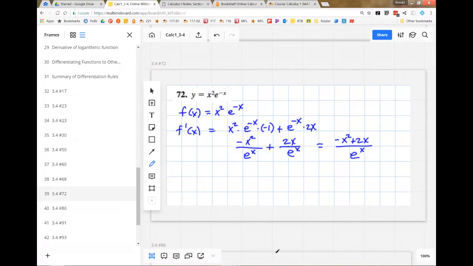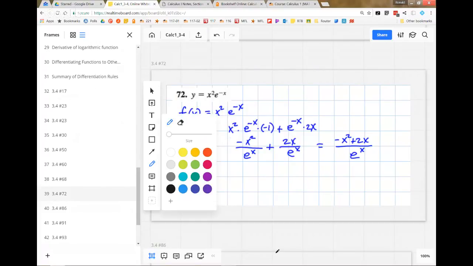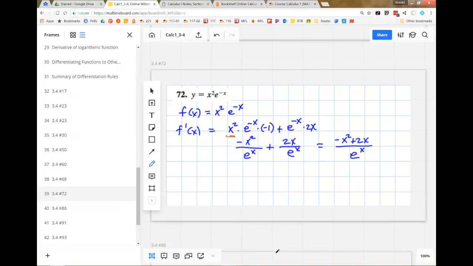Let's take a look at 72. X squared e to the negative x. Well, it's a product, so on the outside we're going to do basically the product rule. And that's what I'm doing on this line right here. We've got the first times the derivative of the second. Be careful when you take the derivative of e to the negative x: it's first of all itself, e to the negative x, and then do you see there's a chain rule? The derivative of negative x is -1, so that's where that came from.